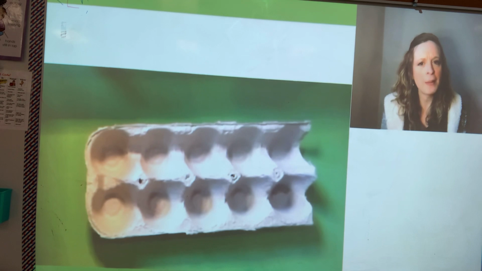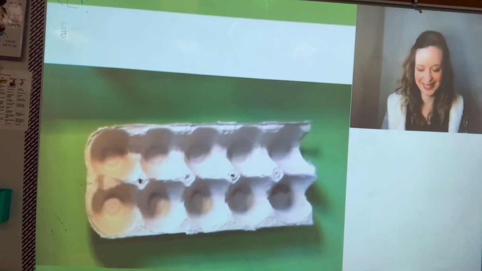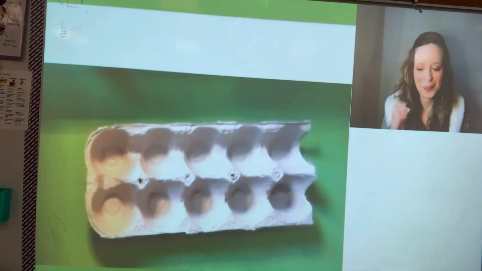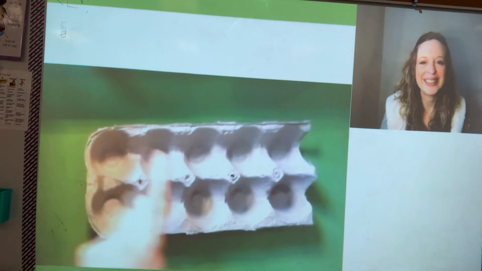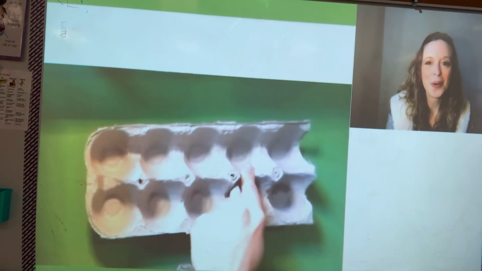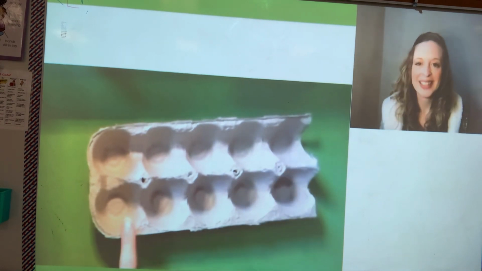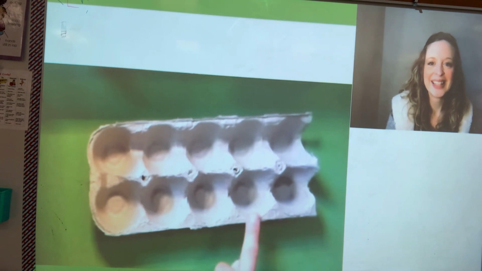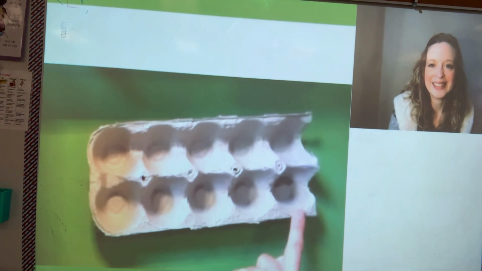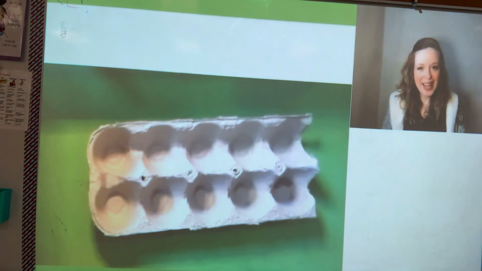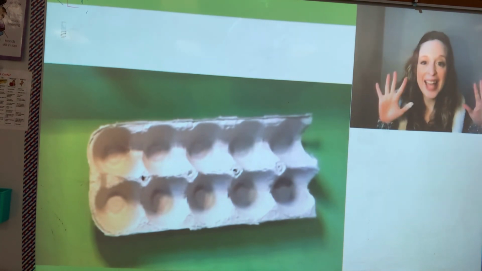This looks a little bit different. Let's find out how many slots this egg carton has. We'll count. Ready? When I put my finger on each slot, let's say the number. Go. 1, 2, 3, 4, 5, 6, 7, 8, 9, 10. How many slots does this egg carton have? That's right, it only has 10 slots.